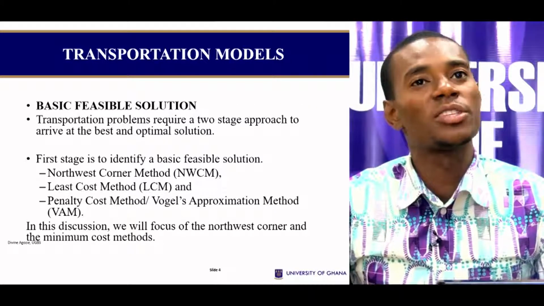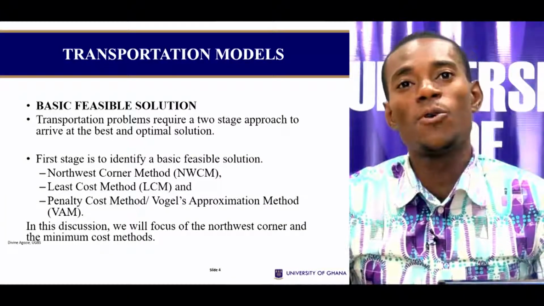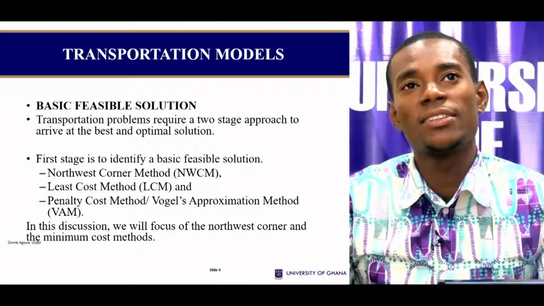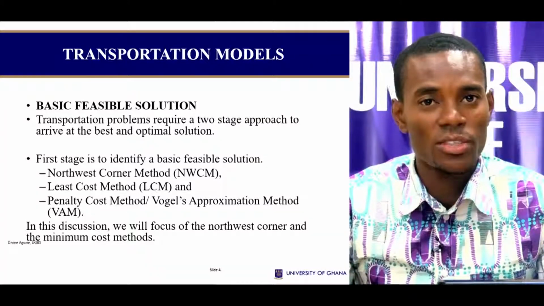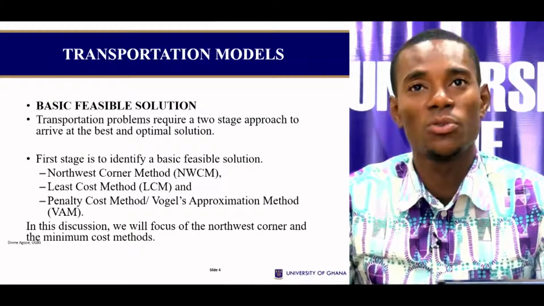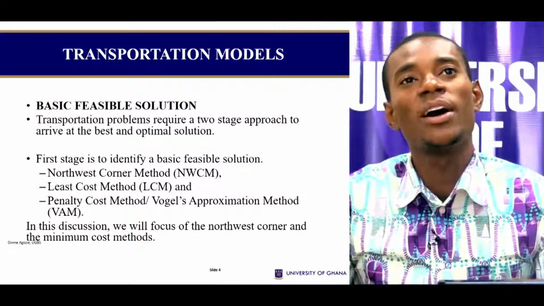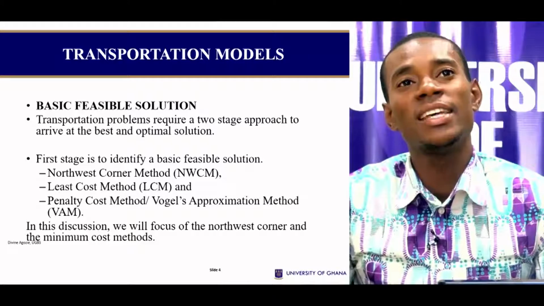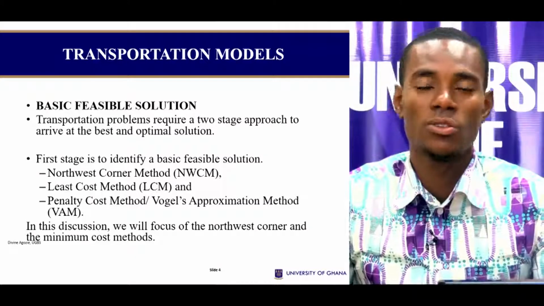In every transportation problem, there are two major steps. First, we arrive at or find our basic feasible solution. The basic feasible solution is how you do your allocations at the least possible cost to meet all the demand and exhaust all your supply. When you arrive at your basic feasible solution, you cannot tell whether that solution is actually the optimal, the most efficient, or the least cost solution.